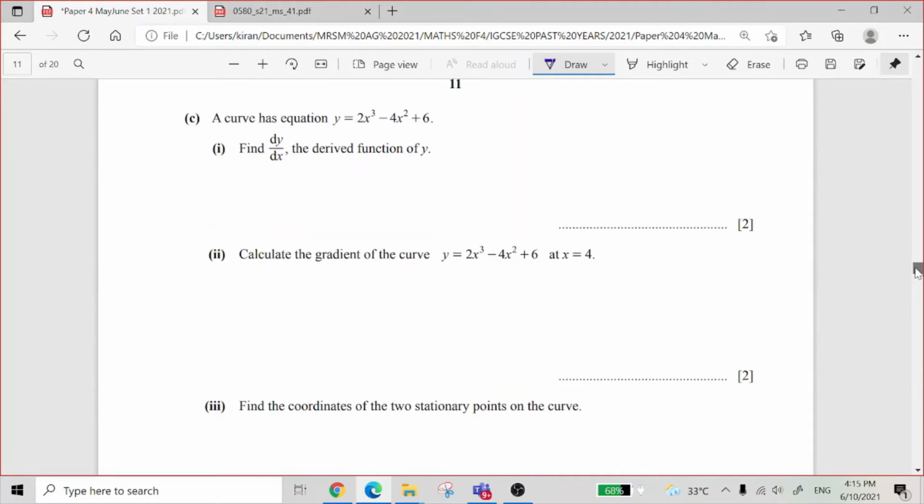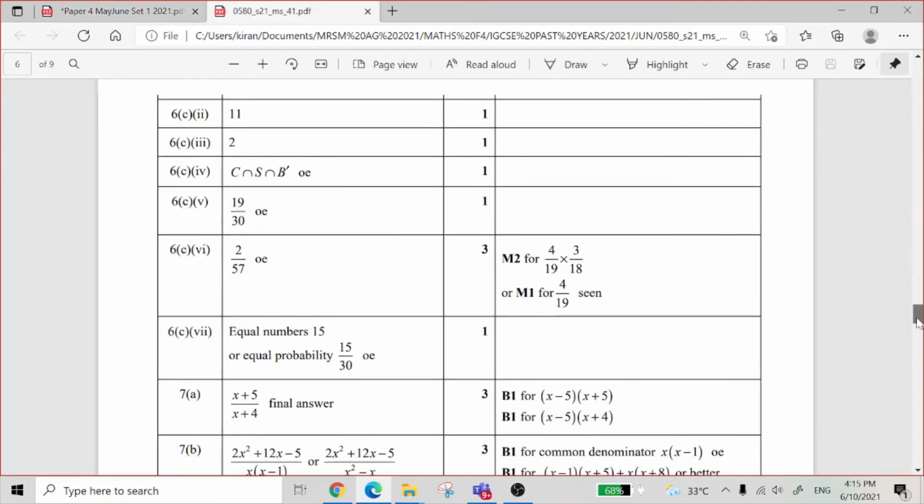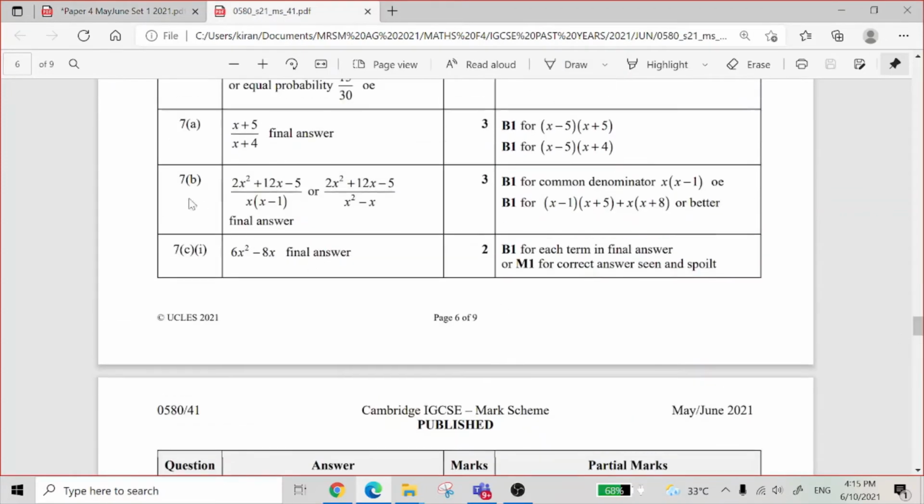Okay, a curve has equation y equal to x cubed minus 4x squared plus 6. Find dy over dx, the derived function of y. Okay, so we differentiate this part. Okay, dy over dx: 6x squared minus 8x plus 0. Okay, that's it. So the answer is 6x squared minus 8x. Okay, so that is the answer for question number 7, C1.